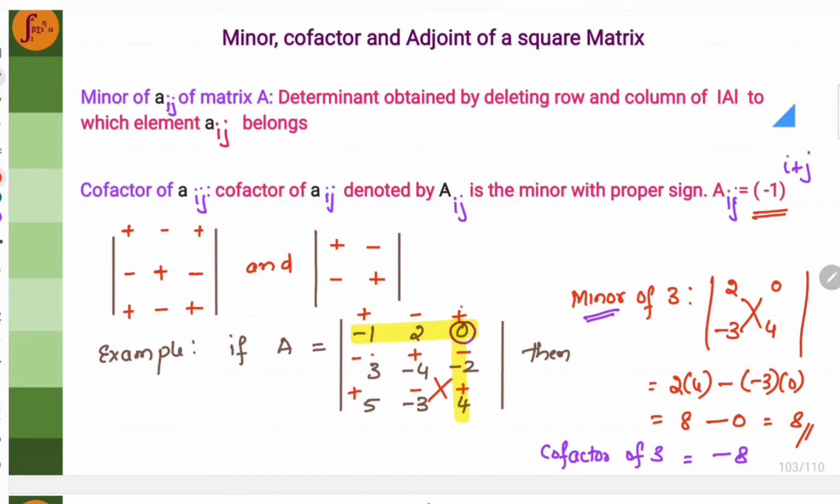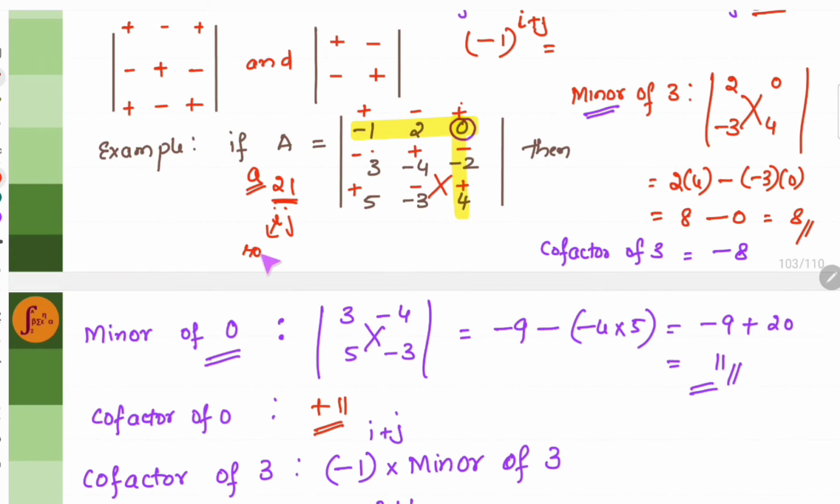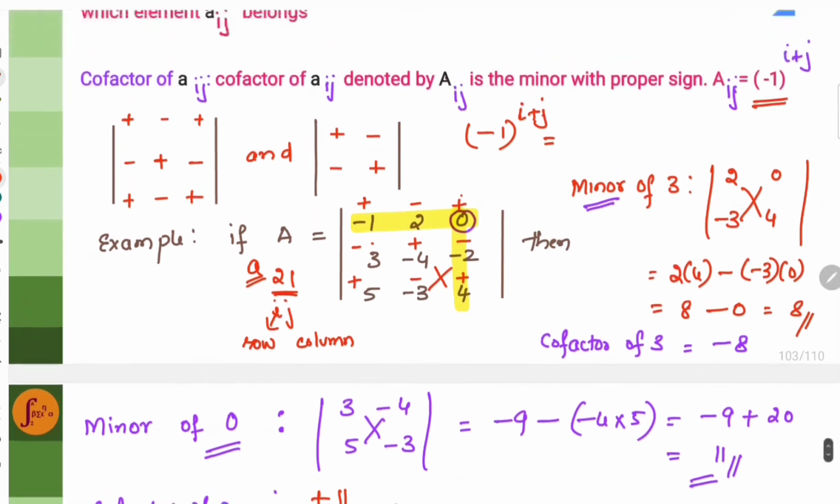The actual method is this one. That is minus 1 to the power i plus j, where i is the row number and j is the column number. Now you take this element 3. What is the position of this element 3? It is second row, first column. This is how you represent it. If a is an element, the position of that particular element in the matrix is given as i and j. i is the row and j is the column. 3 is in second row, so i is 2, and it is in first column, so j is 1.